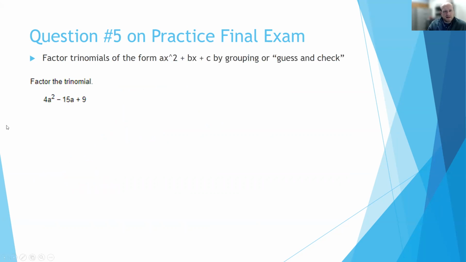Question 5 on the practice exam deals with factoring trinomials of the form ax squared plus bx plus c. I told you guys that you could either factor by grouping, which is the way that I taught, or you could guess and check.